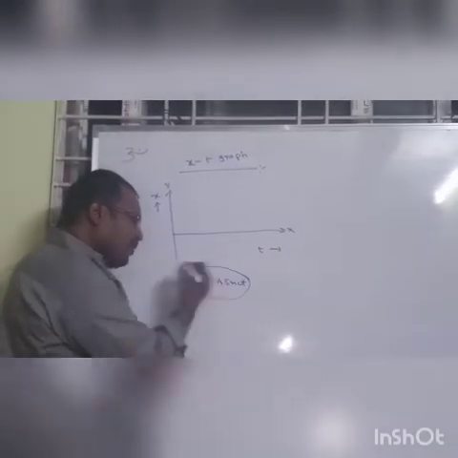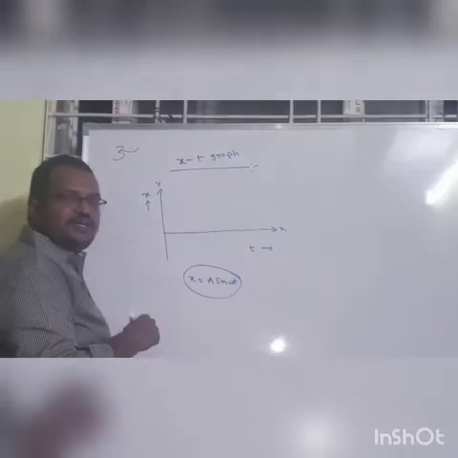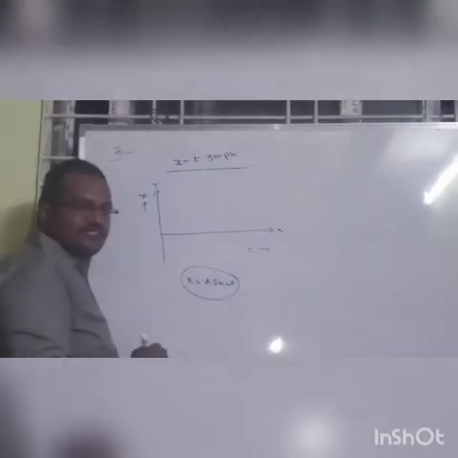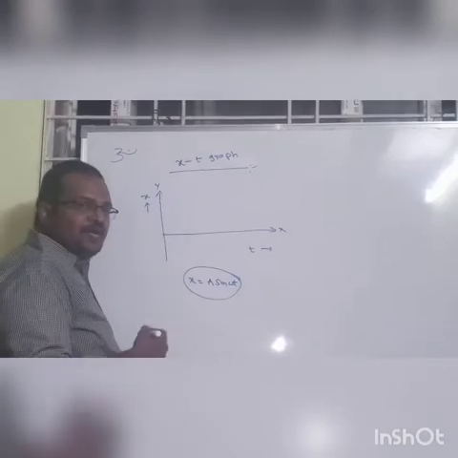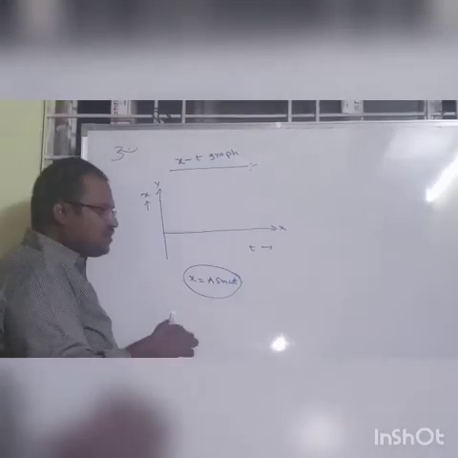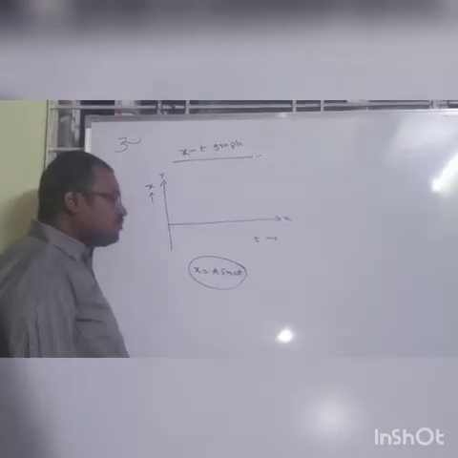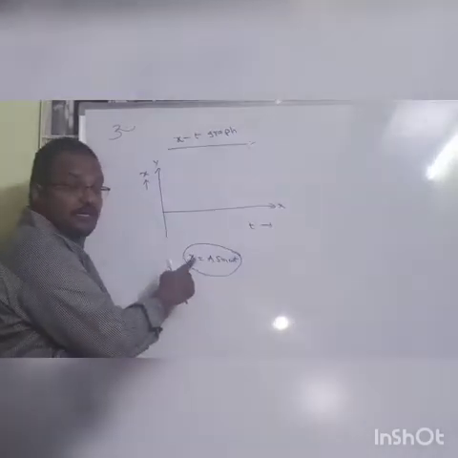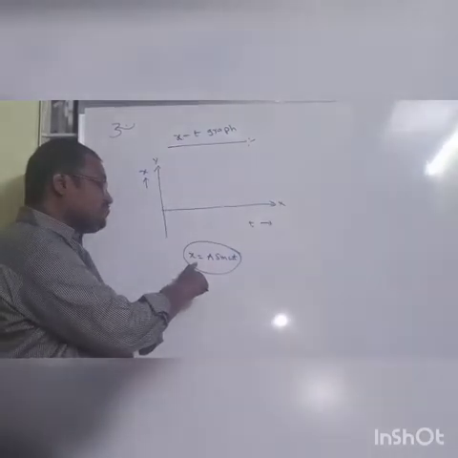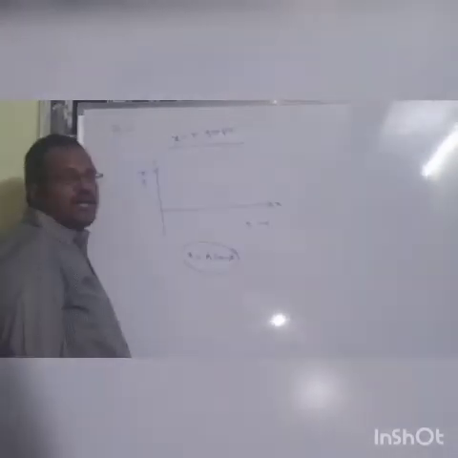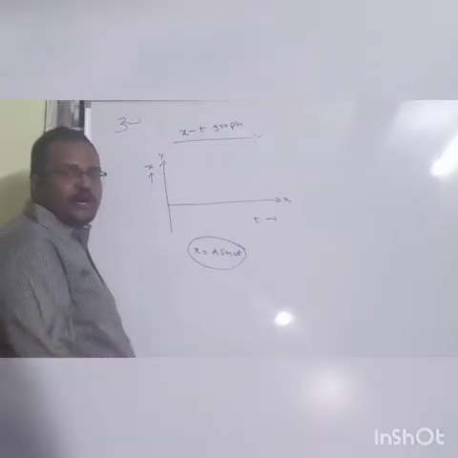Here we have a doubt. In which case do we apply x equal to a sin omega t, and in which case do we apply x equal to a cos omega t? If the particle starts from the mean position, we apply x equal to a sin omega t. Otherwise, if the particle starts from the extreme position, we apply x equal to a cos omega t. Keep this point in your mind.